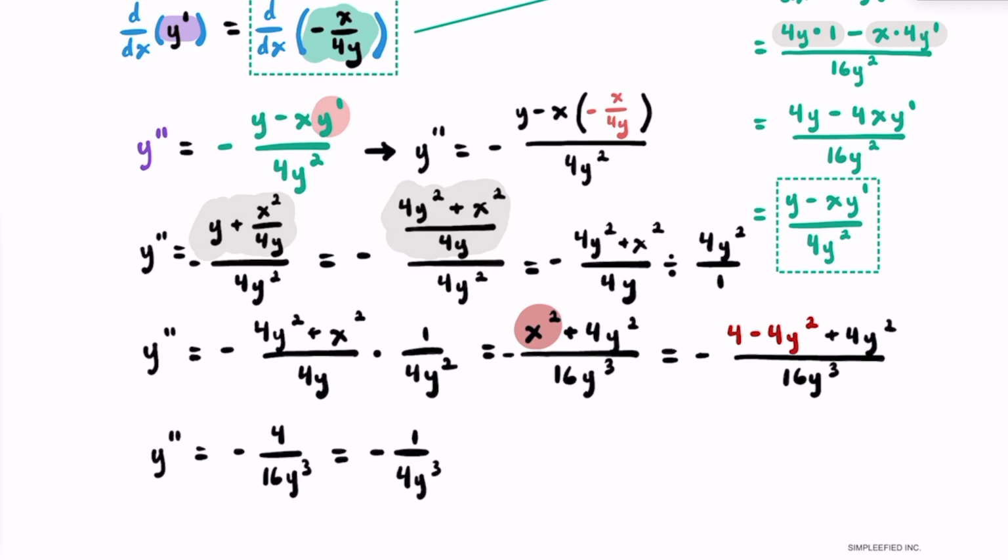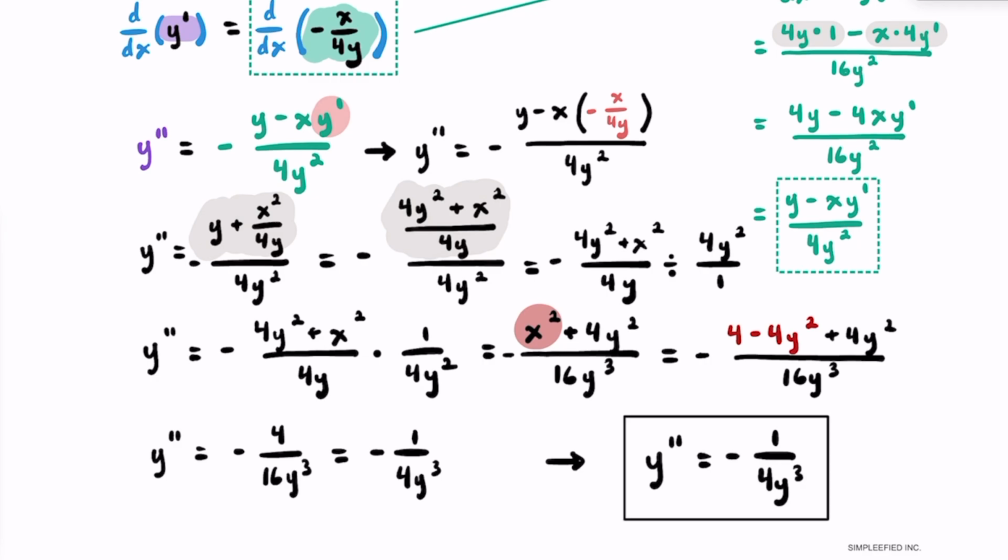And this is a lot cleaner looking than what we had before. So just putting this on the side a little bit, I'm going to say that this y double prime here is equal to negative 1 over 4y cubed. This right here would be y double prime of that original equation. And just in case it helps keep things a little bit more organized from earlier, these expressions were all equivalent, as well as these ones.